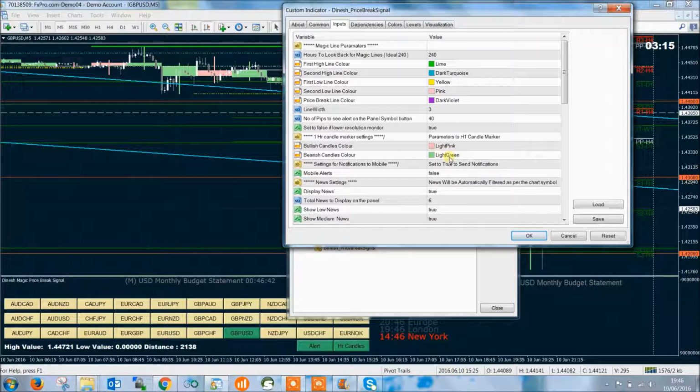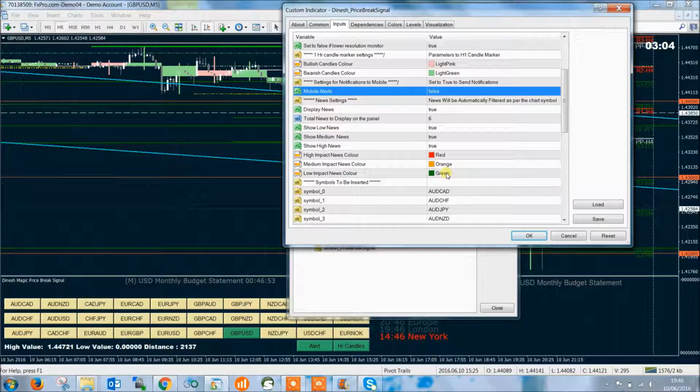So again, these can be configured with the color you want. If you want to push the notification to your mobile, you can set it to true and it will push the notification to your mobile. Android or Apple can be configured, whichever you want. Just set it to true and you'll get the signal on your mobile also.